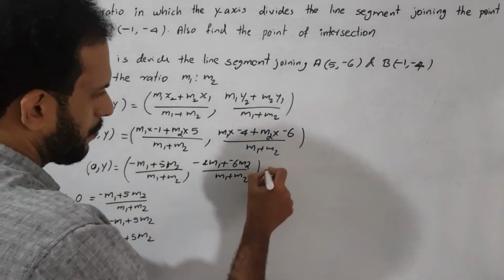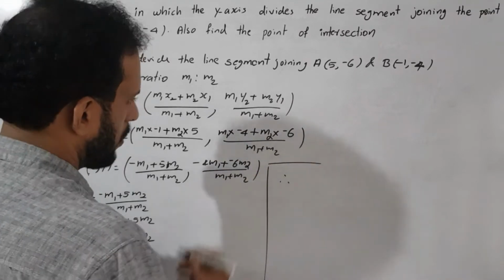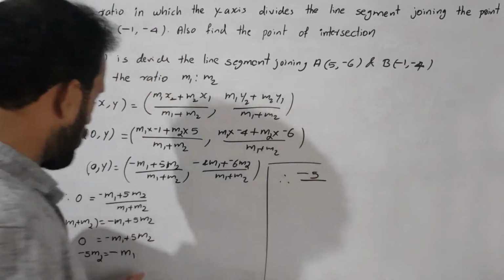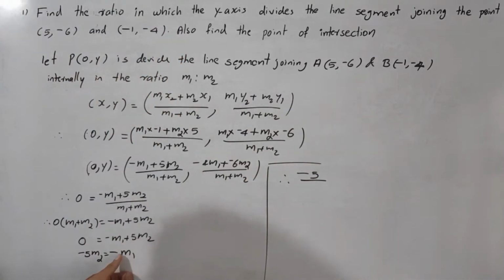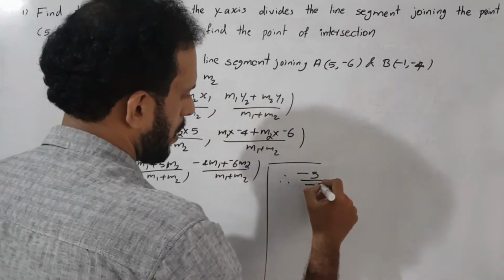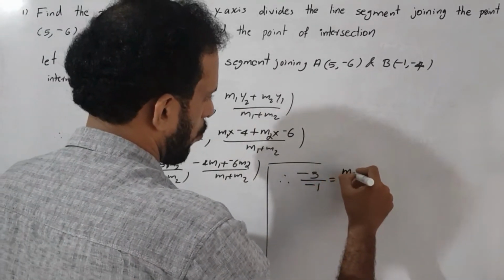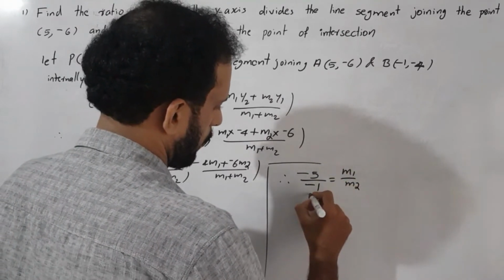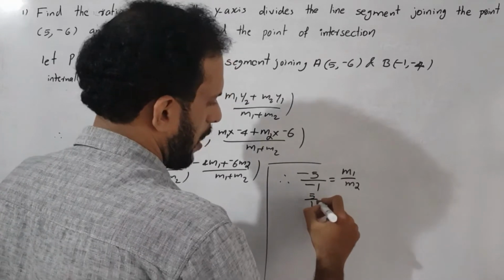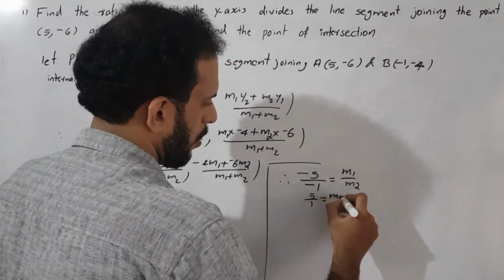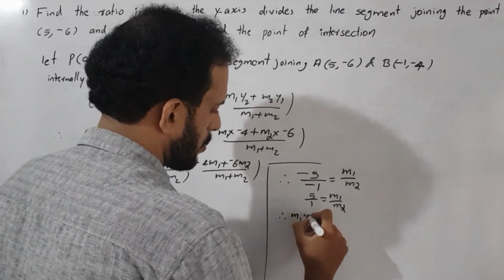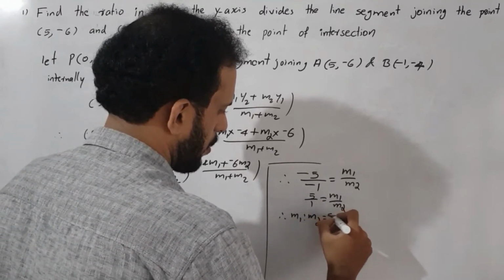Therefore minus 5 by, what is the coefficient of m1? The coefficient of m1 is, yes, minus 1. Then minus 5 by minus 1 is equal to m1 by m2. Then this is positive. Therefore 5 by 1 is equal to m1 by m2. Therefore the ratio m1 is to m2 is equal to 5 is to 1.